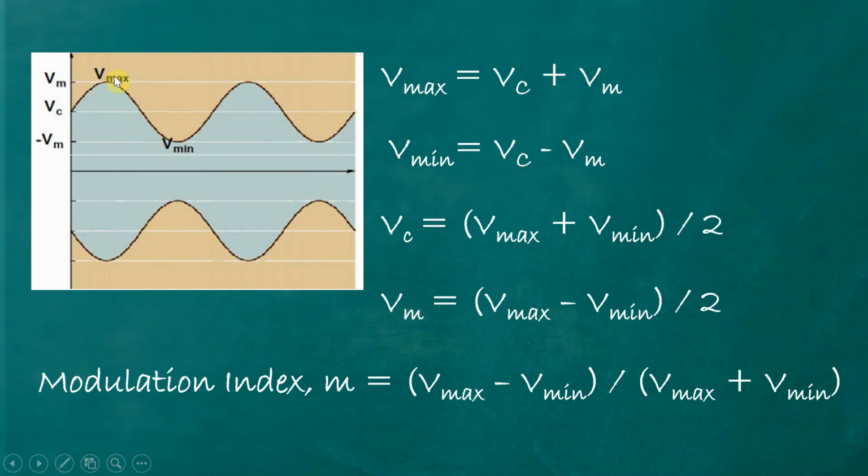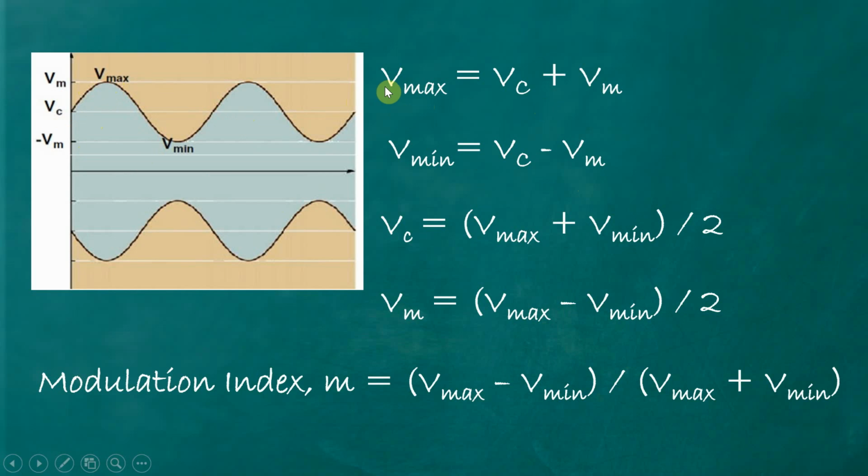This is known as Vmax, the peak of envelope, and this is the minimum value of the upper envelope. So from this modulated signal, or from this envelope figure, you can easily find out Vmax. Vmax is nothing but the peak of envelope. This is nothing but Vc plus Vm. So Vmax you will get. Similarly, Vmin is equal to Vc minus Vm, right?